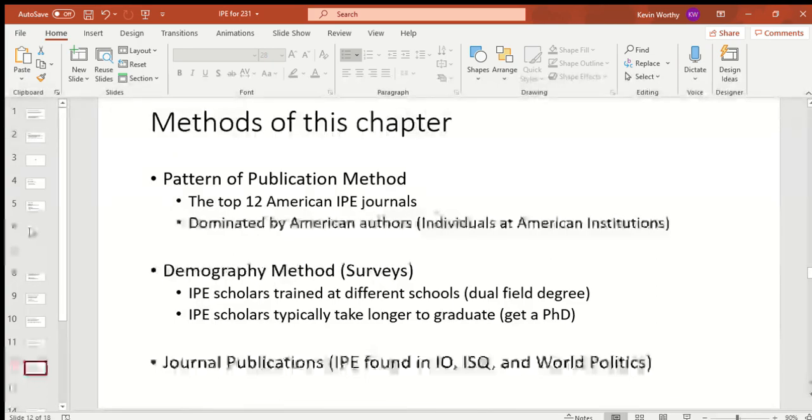So we're looking at journal publications. We're talking specifically about those found in IO, which is International Organization journal, International Studies Quarterly, and World Politics. These are major IPE journals. They have a lot of the bigger IPE articles. So with these 3 factors, we're looking at publications to determine what the American IPE school is, and how it is different from other things.